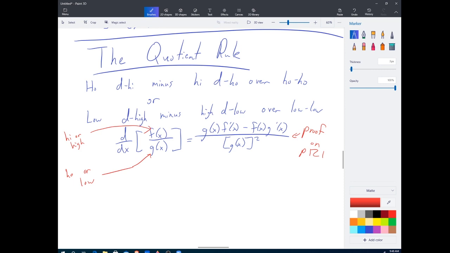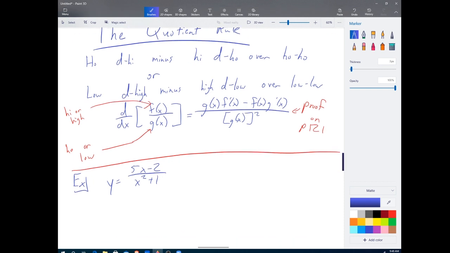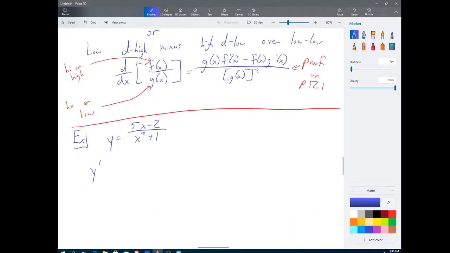Alright, so let me do an example for you. And then I'm going to turn you loose. Okay? Well, let's change that back. When you take the derivative, you're going to take low d high minus high d low over low low.